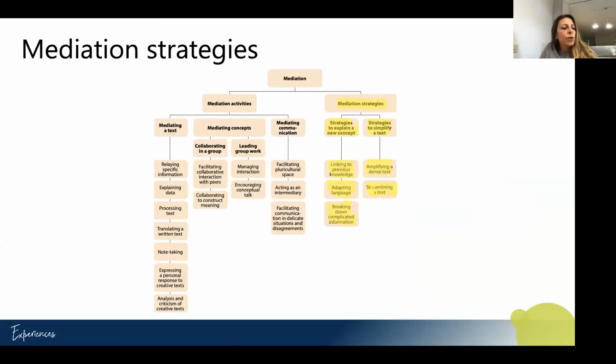Going quite quick towards the mediation strategies. Here we have strategies to explain a new concept, strategies to simplify a text, linking to previous knowledge, adapting language, breaking down complicated information. So amplifying a dense text, streamlining a text.